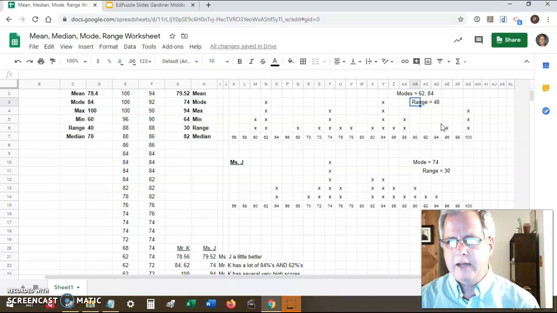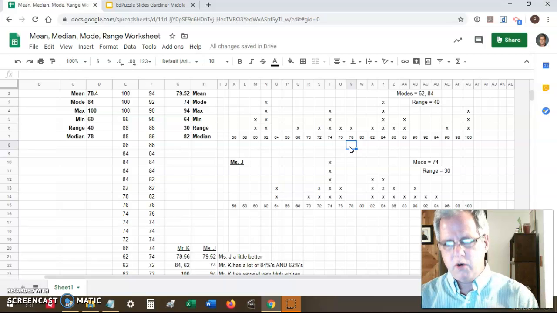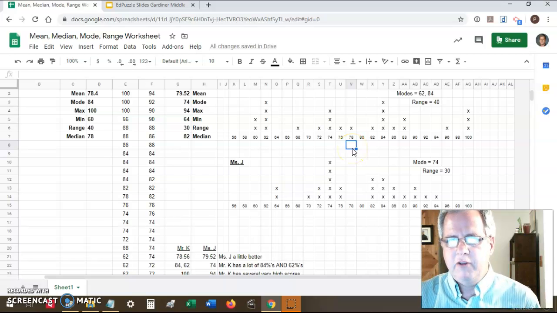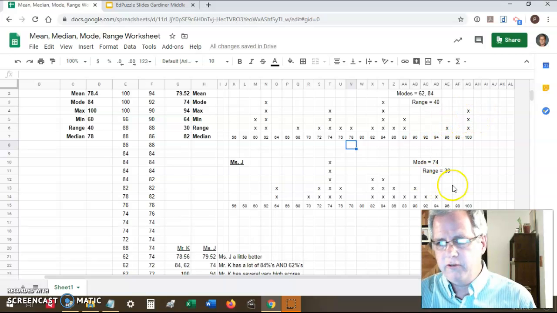So the range and the mode you can actually see when you put the numbers onto a histogram. You can see that Ms. J's scores are closer together and Mr. K's are more spread out, and that she had one score that was very, very common, and he had a bunch of very, very low scores and then a bunch of pretty high scores. And I would note this. Mr. K has some of the highest scores of all the students and the lowest scores of all the students.